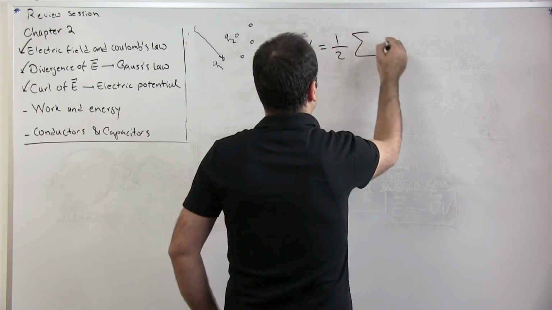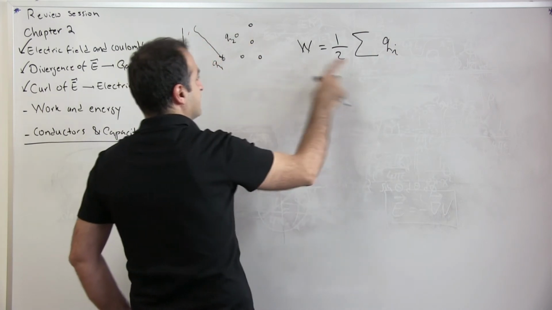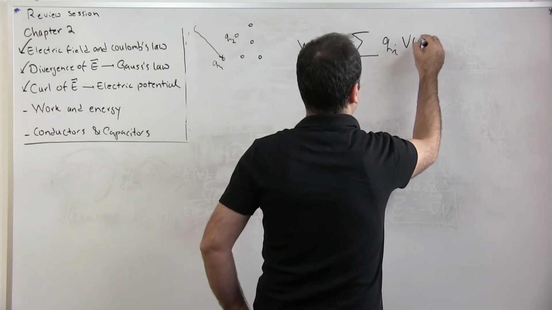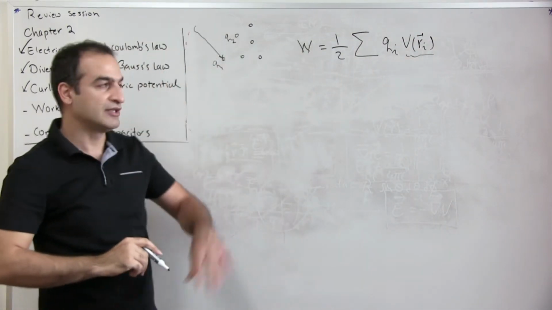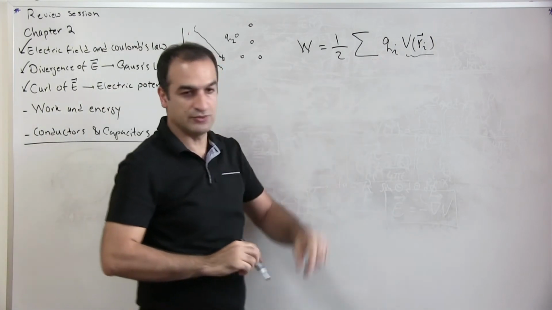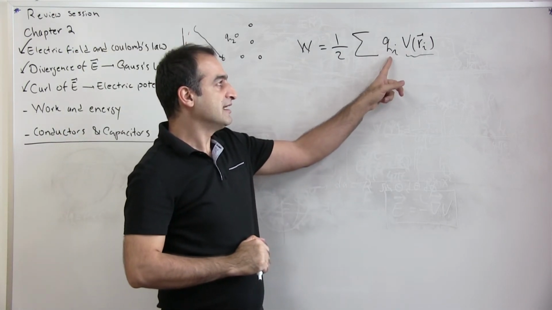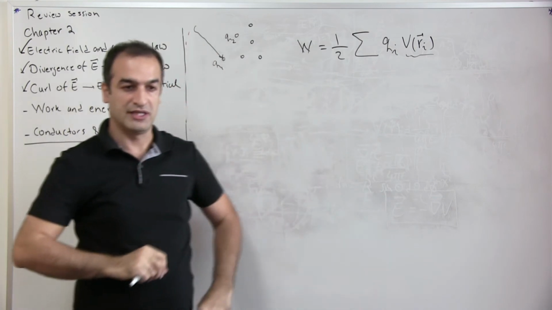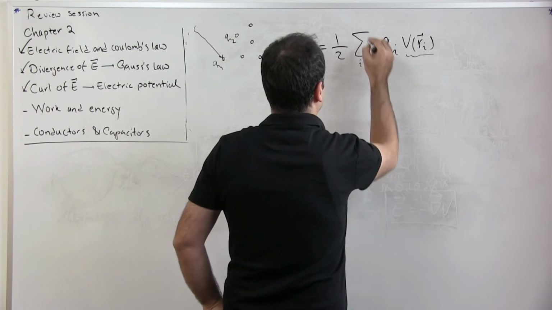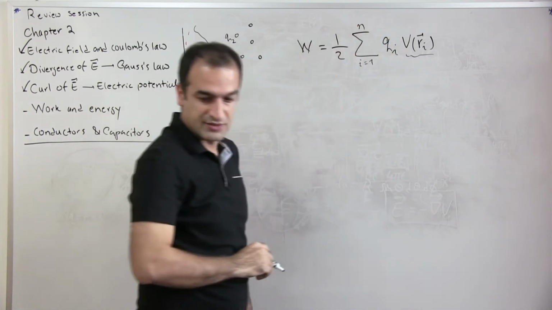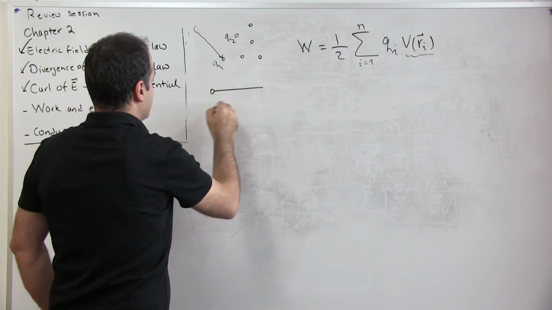W is 1/2 summation over Qi, where Qi is the charge of the point charge number i, times V(ri). And this is the electric potential created by all charges at the position of the charge Qi. It excludes the effect of the charge Qi itself, but includes all other point charges. So we have this 1/2 Qi V(ri), and of course, i runs from 1 to n, the total number of point charges we had.